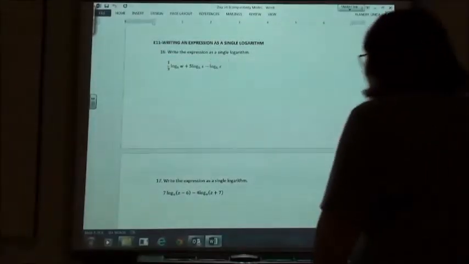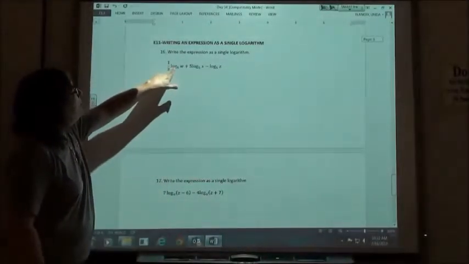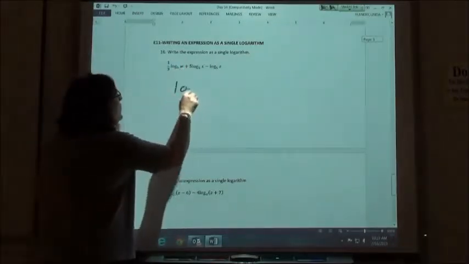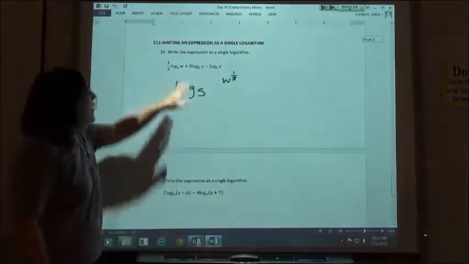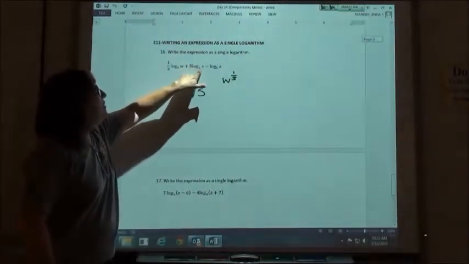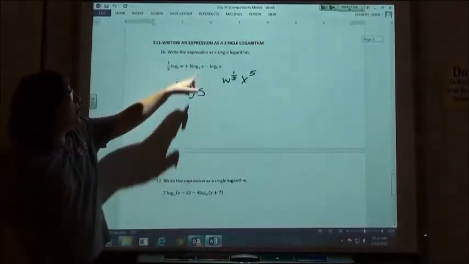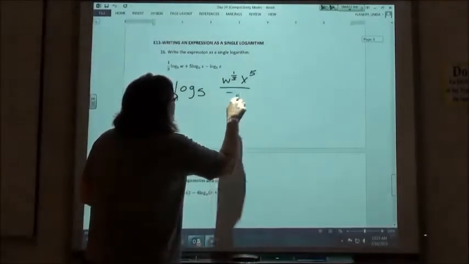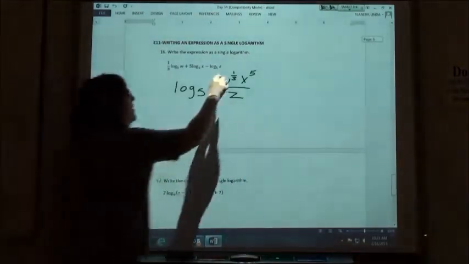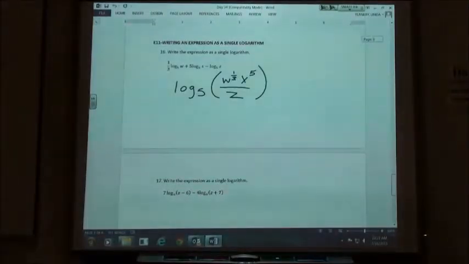Then 16, 17, and 18 are just going in the opposite direction. So here I have 1/3 log base 5 of w, so I'm going to have log base 5 of w to the 1/3 power. I'm adding 5 log base 5 of x, so I'm going to multiply that by x to the 5th power. I'm subtracting log base 5 of z, so I'm just going to have divided by the z. Now sometimes I think on the Alex program they throw those extra parentheses around like that. I don't think they're necessary, but they like to put them in there.